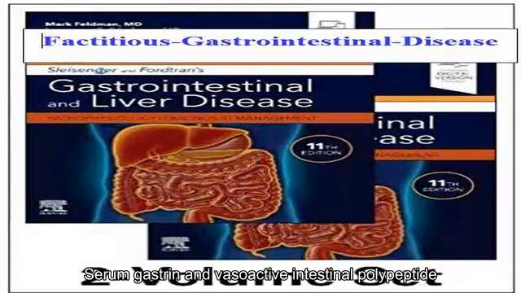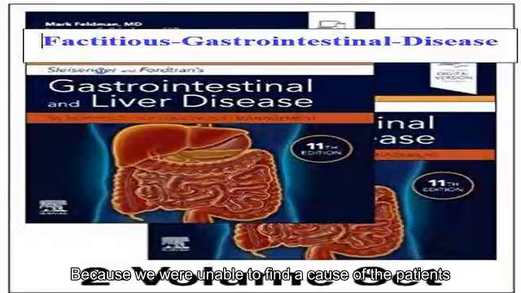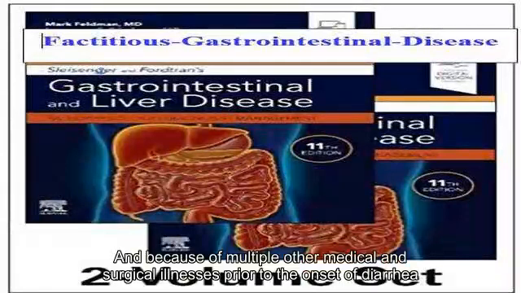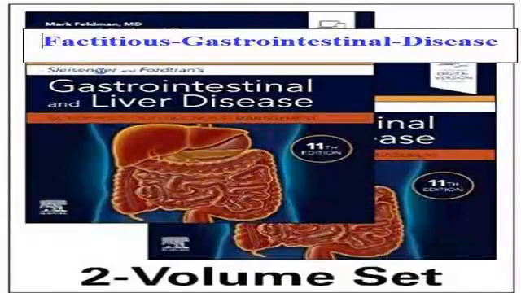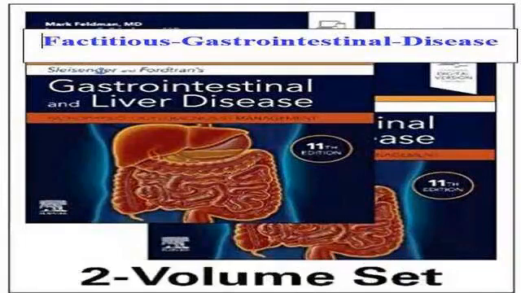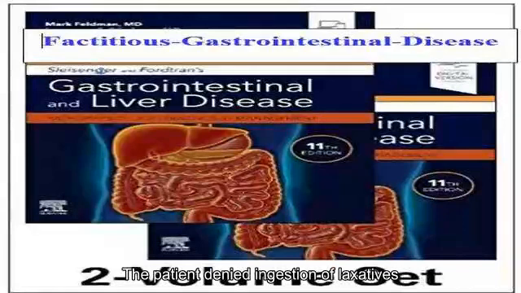Serum gastrin and vasoactive intestinal polypeptide, VIP, concentrations were normal, and stool culture revealed no pathogens. Because we were unable to find a cause of the patient's chronic secretory diarrhea, and because of multiple other medical and surgical illnesses prior to the onset of diarrhea, see later, we suspected surreptitious laxative ingestion with bisacodyl or senna. However, the patient denied ingestion of laxatives.